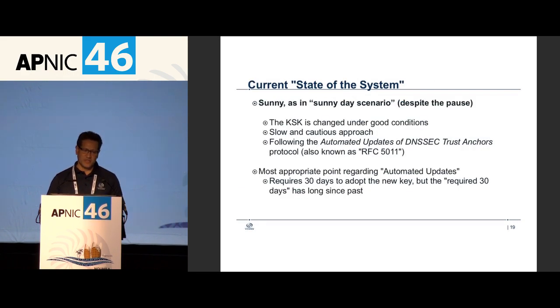On the current state of the system, we'd like to say that sunny, as in sunny day scenario, the KSK is going to be changed under good conditions. We'll take a slow and cautious approach, following the automated updates of DNSSEC Trust Anchors protocol, known as RFC 5011. One of the things we need to be sure about regarding automated updates is that it requires 30 days to adopt the new key. Looking at now till October 11th, 30 days is already long gone. So if you have to do updates now, you have to consider maybe doing a manual update.